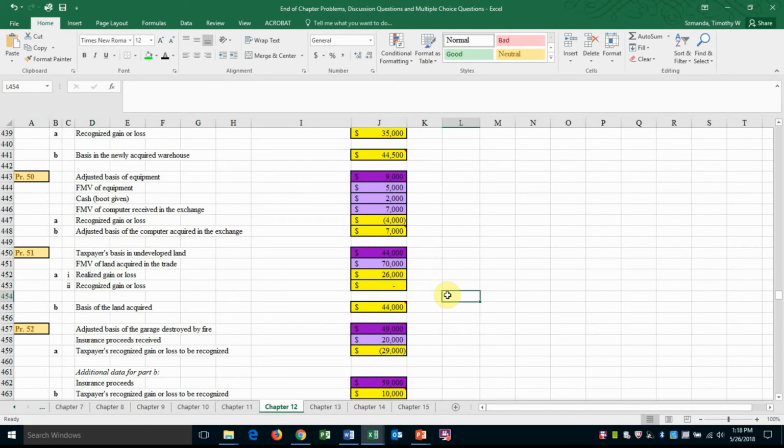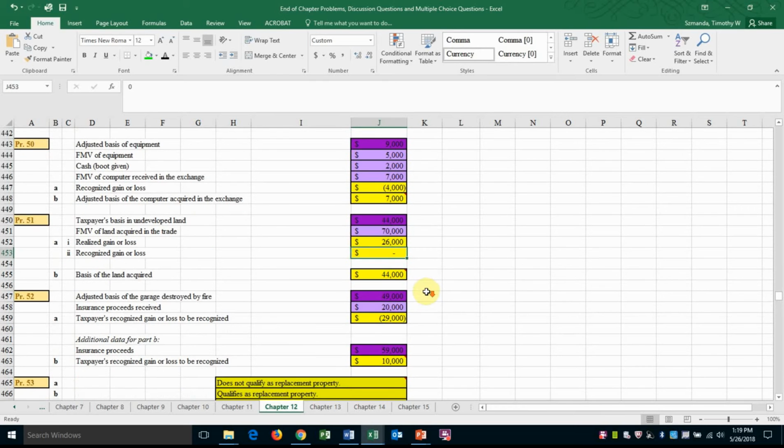Alright, so in the first case, for Part A, yes, there's a $26,000 gain. For Part B, there is no gain recognized at this point. And that's the idea of an exchange, right, that we can defer the recognition.